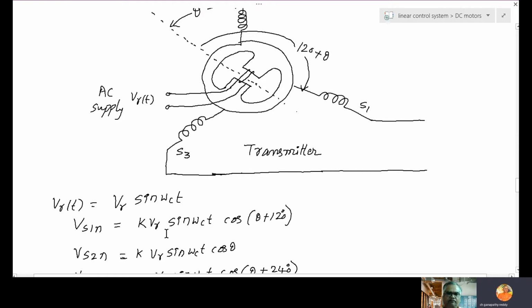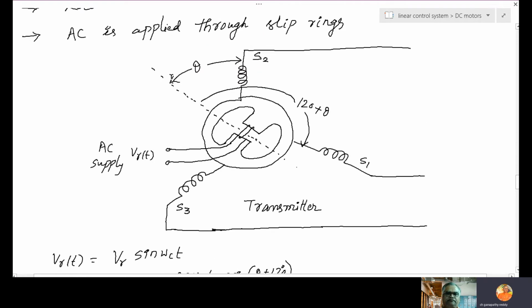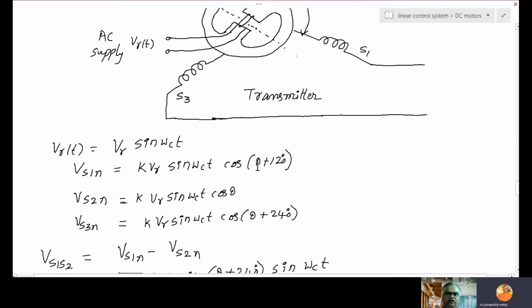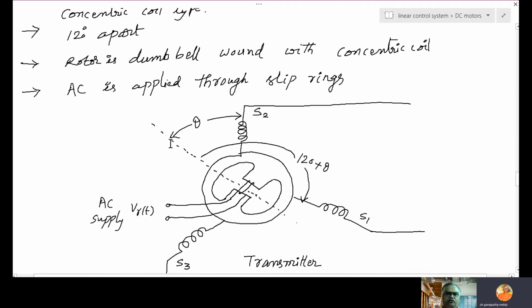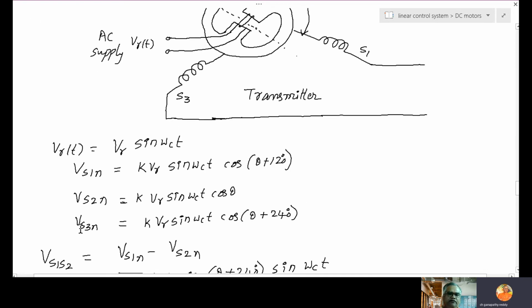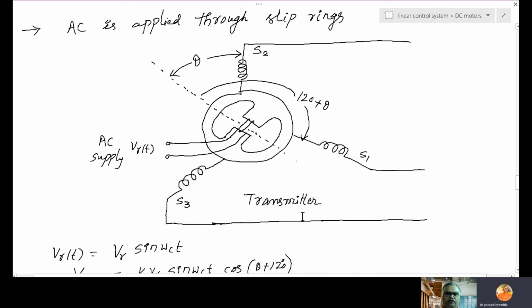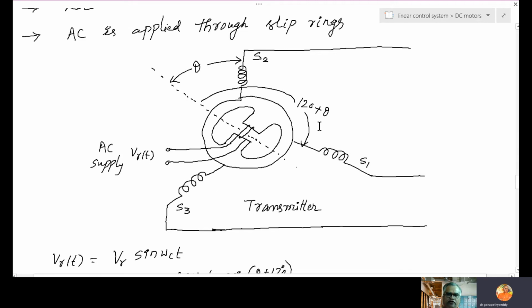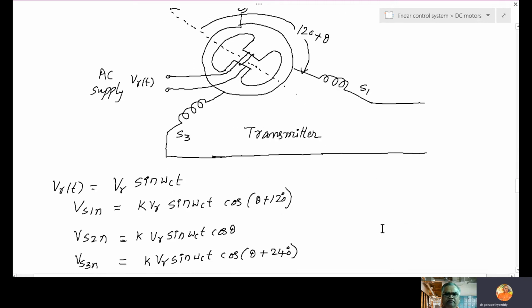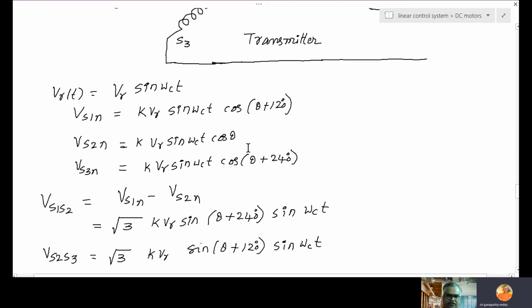These equations are written: V_R sin(ωct) cos(θ + 120). Theta is this angle, so for S1 the total angle is 120 plus theta, so cos(θ + 120). Then V_S2N is K V_R sin(ωct), which is common, times cos θ, for S2 only theta. Then V_S3N is K V_R sin(ωct) common, times cos(θ + 240). This is 120 plus 120, that is 240, plus theta. That is S3. So like that, these three equations are written.